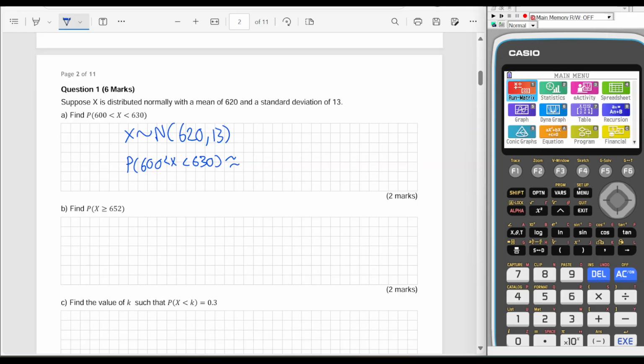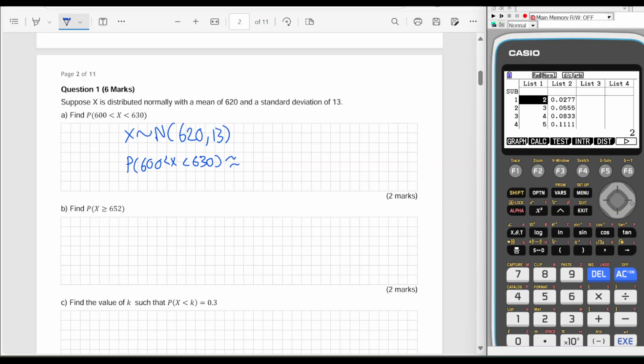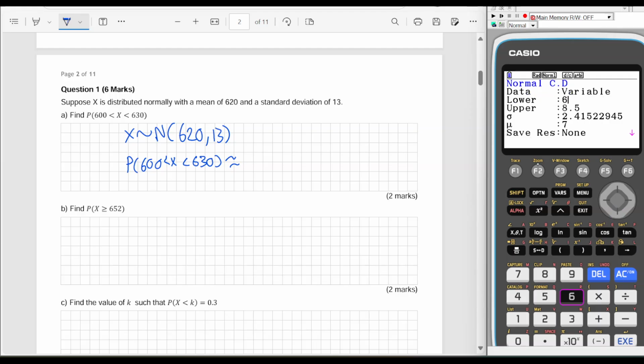Okay. Stats, we're going to go in there, then Dist on F5, Norm on F1, and NCD on F2. There's 600 to 630, 13 for the standard deviation, and 620 for the mean. We're going to execute that, and we'll get 0.717.